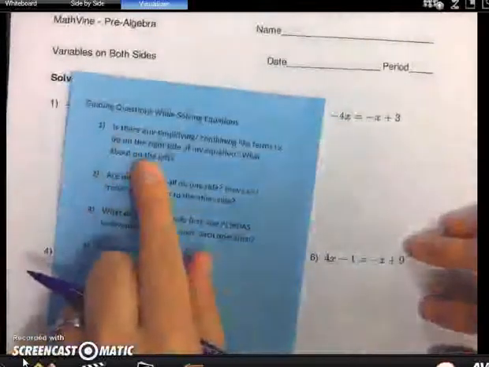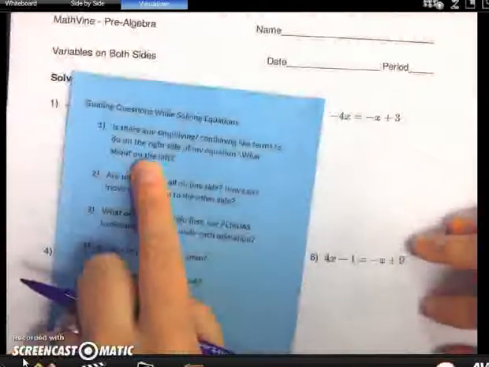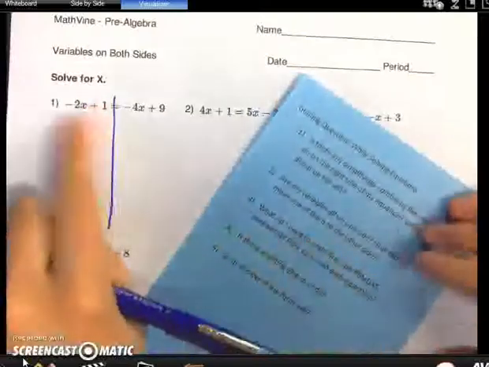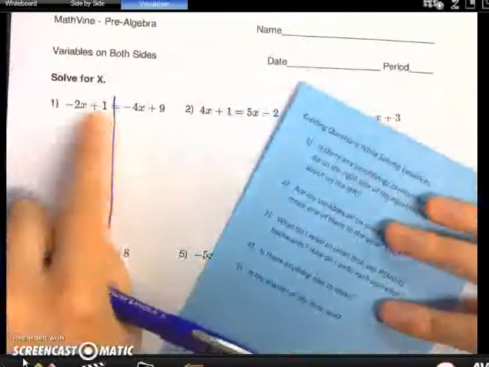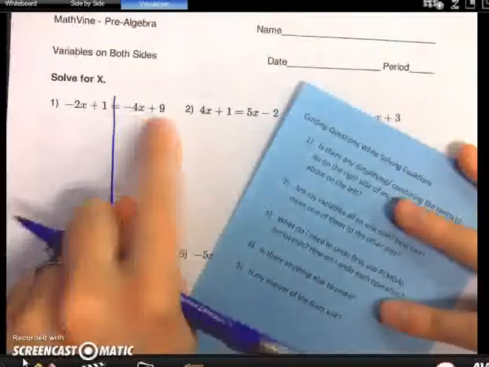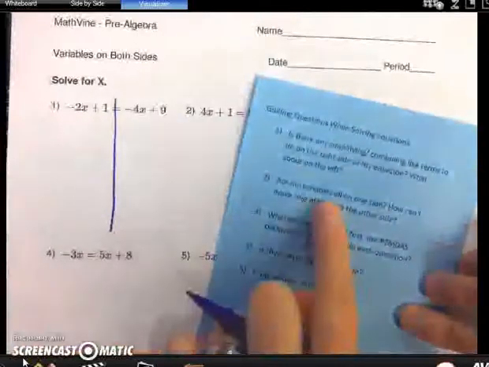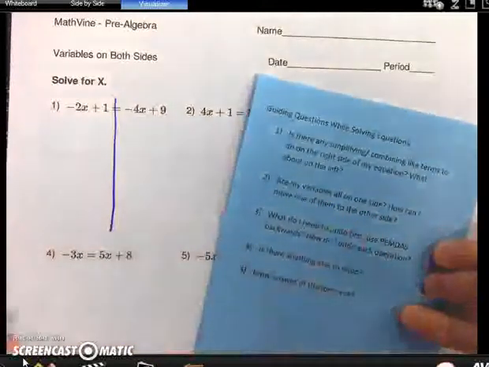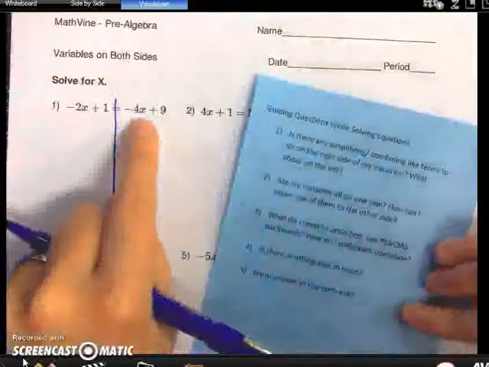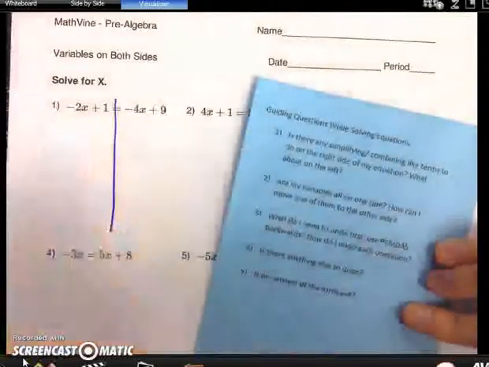Number 1, is there any simplifying or combining like terms to do on either side? Here I have non-like terms, right? X and 1 are non-like terms. And here I have non-like terms. So I have no combining to do. So we're done with 1. Number 2, are all my variables on one side? No, I have negative 4x here and negative 2x here.